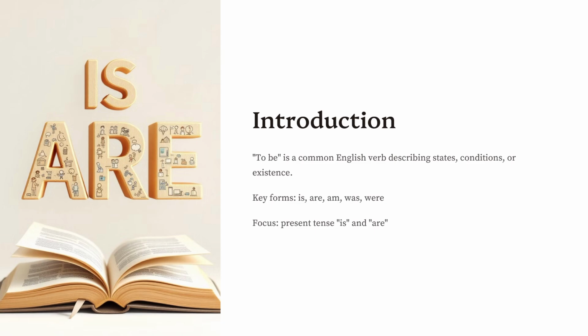You might be asking yourself, why focus on the present tense? Well, that's because mastering is and are is the first step in crafting clear and precise sentences about here and now. You'll use these forms to talk about people, places, actions, and conditions as they exist now. So knowing when to use is and when to use are is a critical skill that can make your English sound much more natural and more fluent.